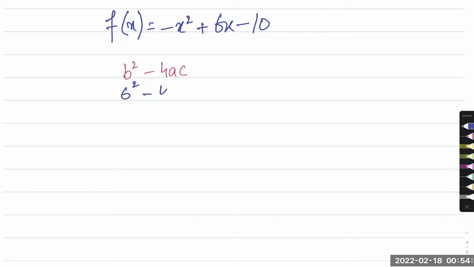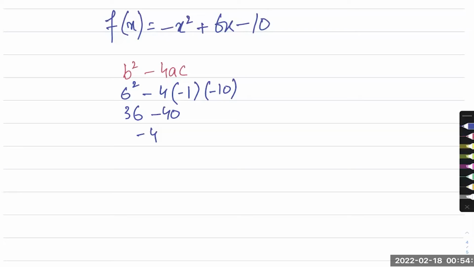6 square minus 4 into minus 1. Don't forget the minus there. Minus 10. This gives me 36 minus 40. That is minus 4. It is negative. Negative means it does not touch the x-axis. Okay, so this has no roots.